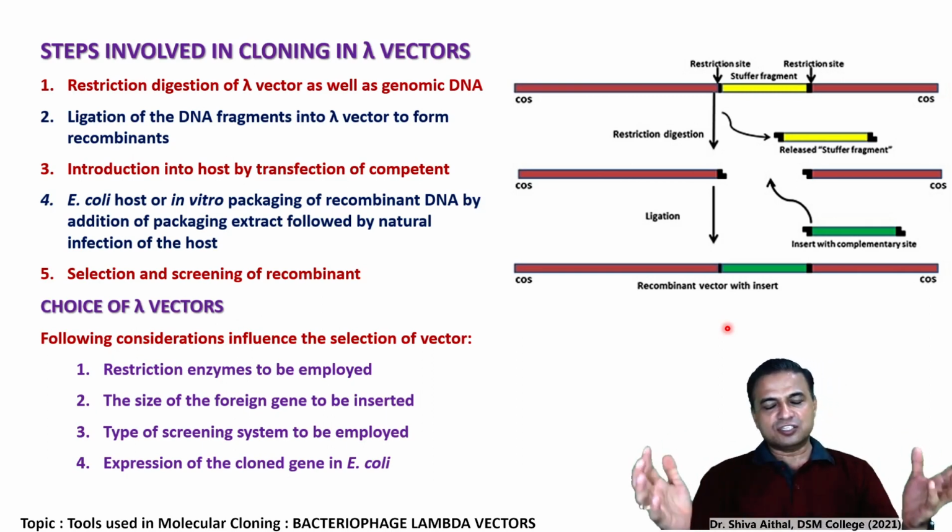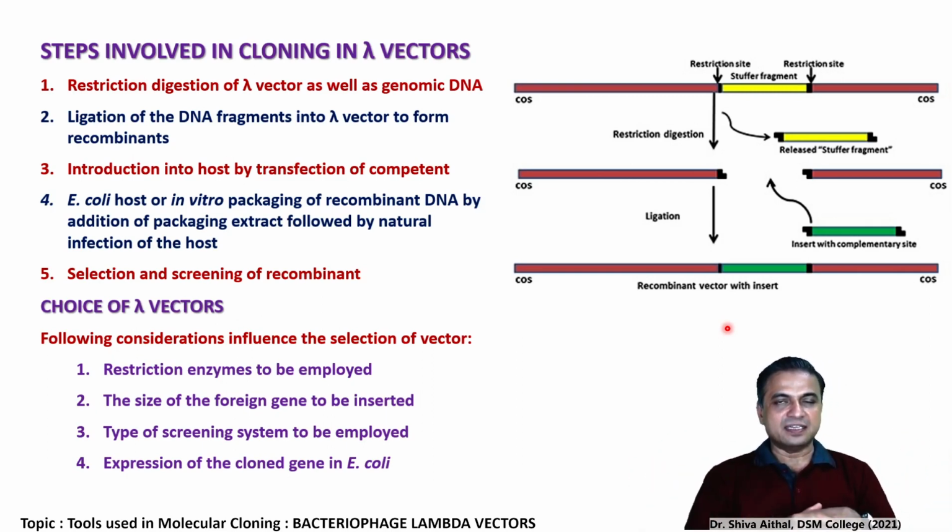Then selection and screening is done by plating techniques. You can go for the plaques, clear and turbid plaques, or there are various types of color dyes which are also available today in the market of recombinant DNA technology tool selection.